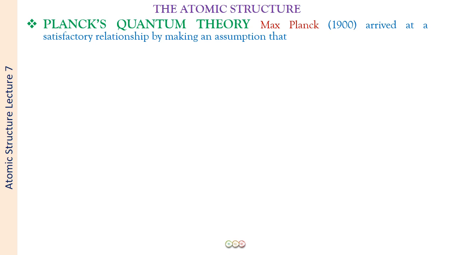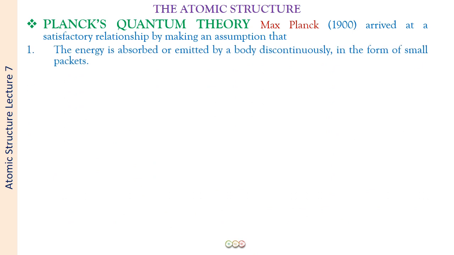He said that the black body wall is made up of atoms, and atoms, whether they are of solids, liquids or gases, are oscillating. And the frequency of the oscillations is changed when they interact with the oscillators of the electromagnetic radiation that falls on the surface of the black body wall. Now, to explain the absorption or emission of energy by these atoms, he assumed that the energy is absorbed or emitted by a body discontinuously in the form of small packets.